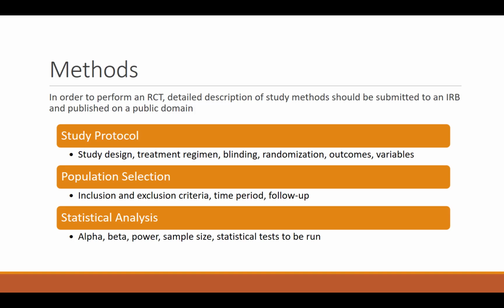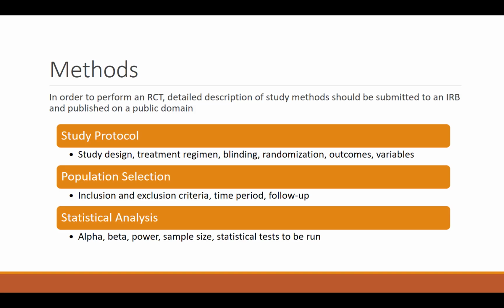The methods section should also talk about the population that you're using. So what is the population that you're after and how are you drawing your sample from that population? This is about inclusion and exclusion criteria. It should also include the time period through which you're recruiting patients and how long you're going to follow the patients. Finally, in the methods section, there should be some discussion of the statistical analysis.